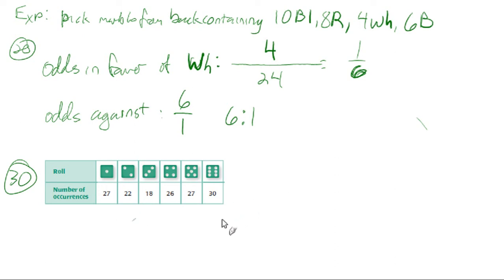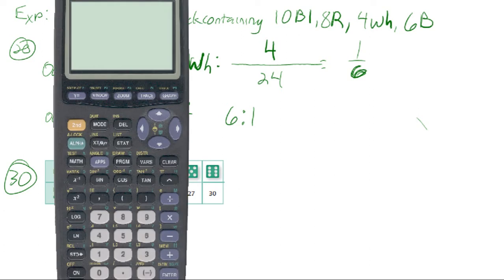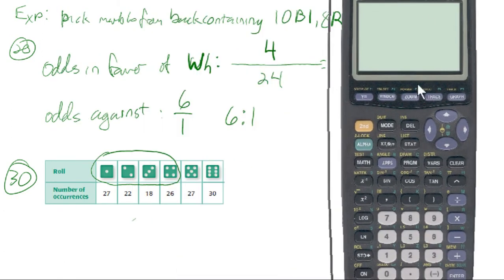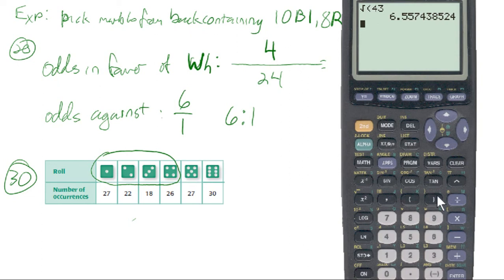So for number 30, rolling a number less than 5, what is the experimental probability of rolling a number less than 5? Well, all of these numbers are less than 5. So how many times out of those 150 do we get a number that was less than 5? We just add them all together. And let's just grab our calculator real quick, because that's just going to be real simple. 27, 22, 18, an amazingly low number of times for number 3, and 26 times. Altogether, we get 93 out of 150.